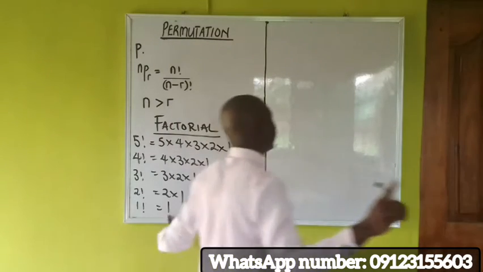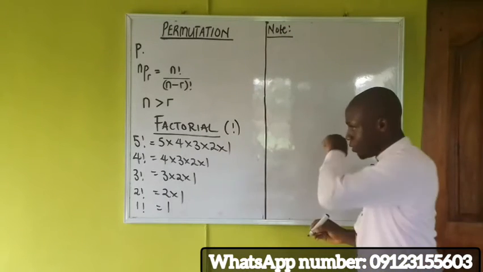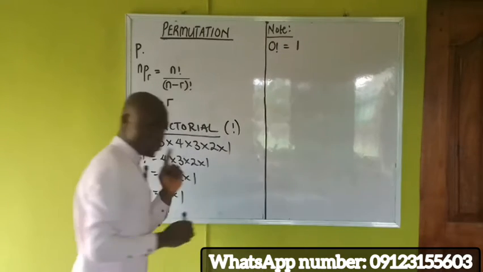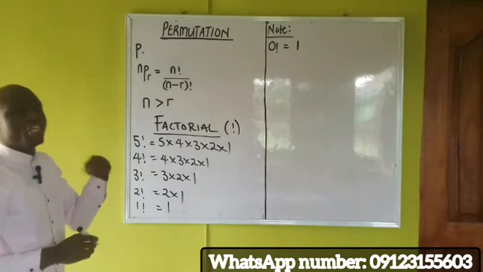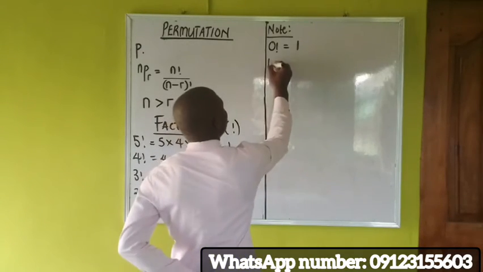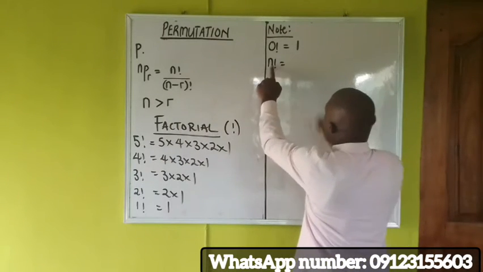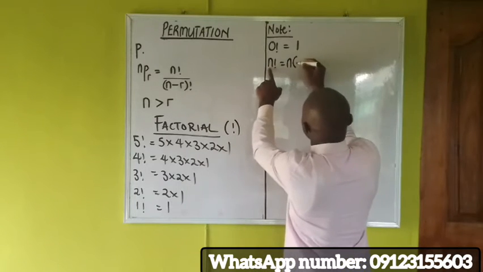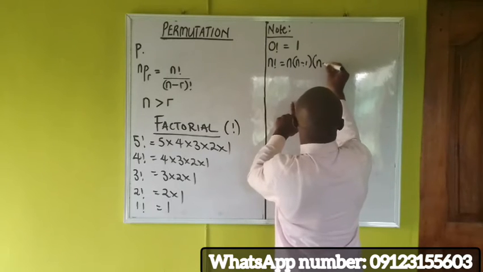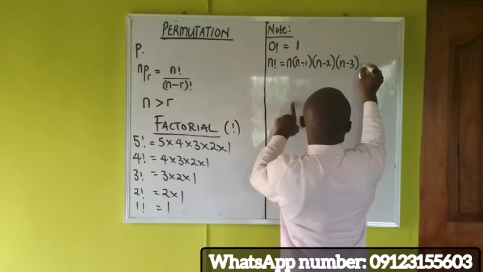Note something, please. 0 factorial is always 1. Note that 0 factorial is 1. Note something again, please. Whenever you have n factorial, it simply means n into n minus 1 into n minus 2 into n minus 3, it continues.